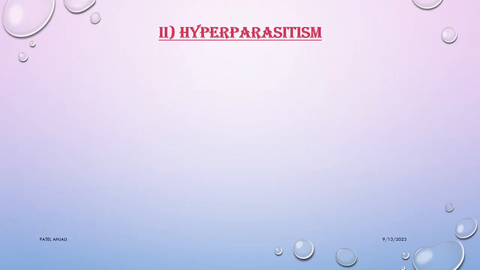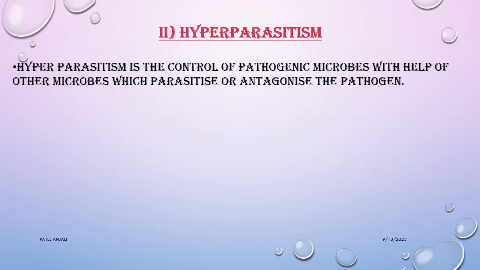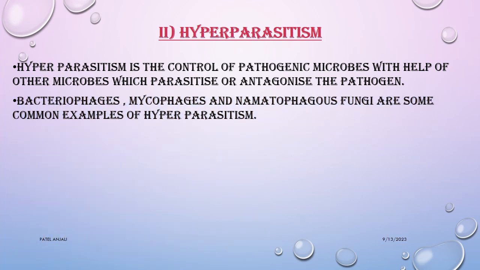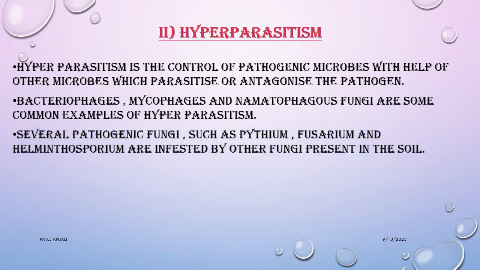Hyperparasitism is the control of pathogenic microbes with the help of other microbes which parasitize or antagonize the pathogen. Bacteriophages, mycophages, and nematophages are some common examples of hyperparasitism. Several pathogenic fungi such as Pythium, Fusarium, and Helminthosporium are infected by other fungi present in the soil.